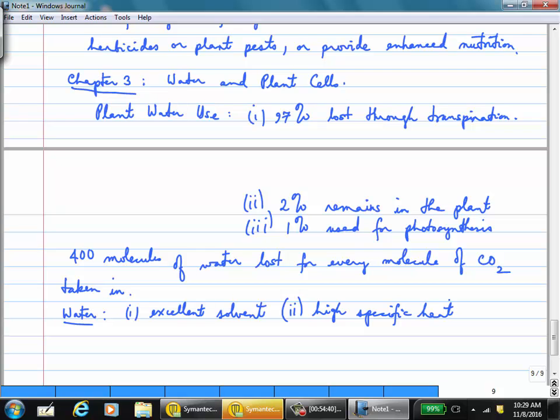High specific heat means that despite the sun shining, if the plant is well hydrated, the temperature is not going to rise that quickly. The temperature rise will not be that much, so that's a good thing. And water also has a high latent heat of vaporization.